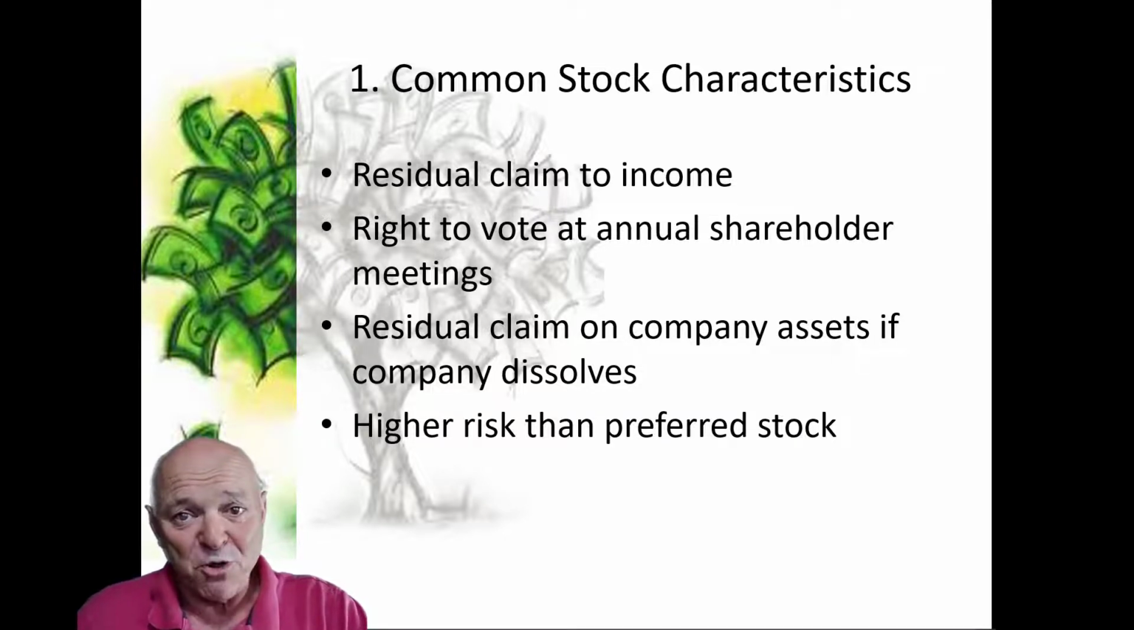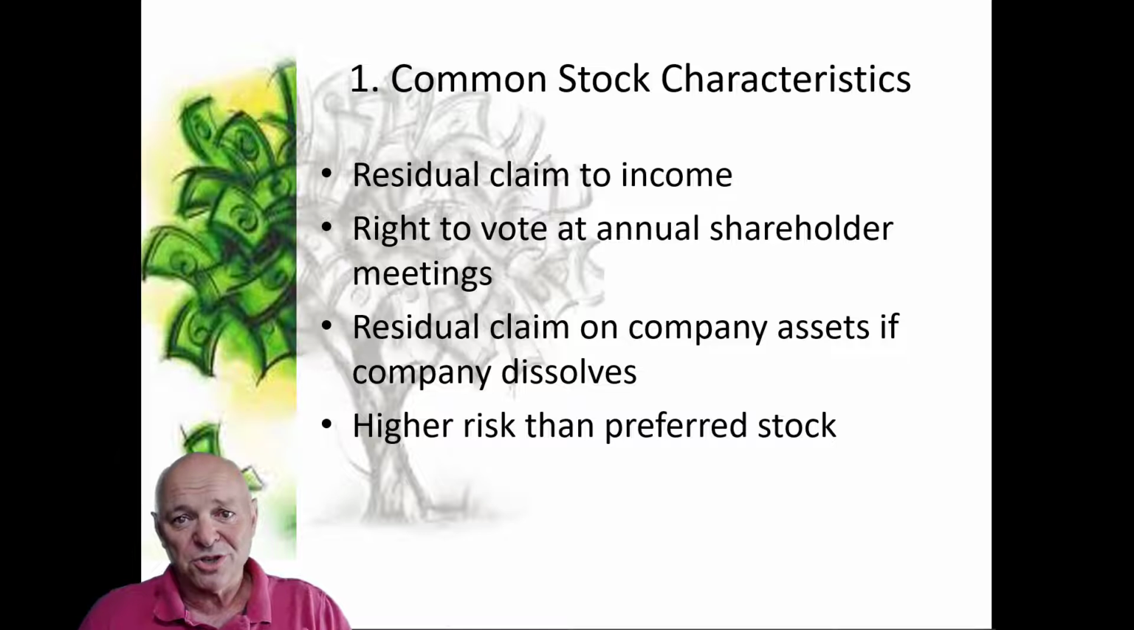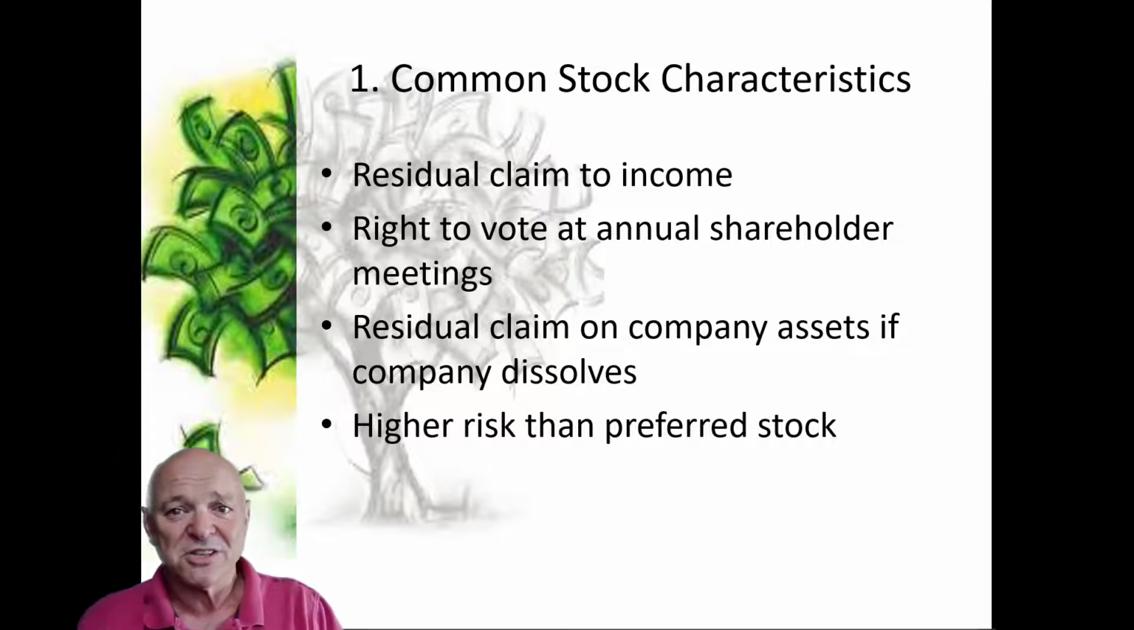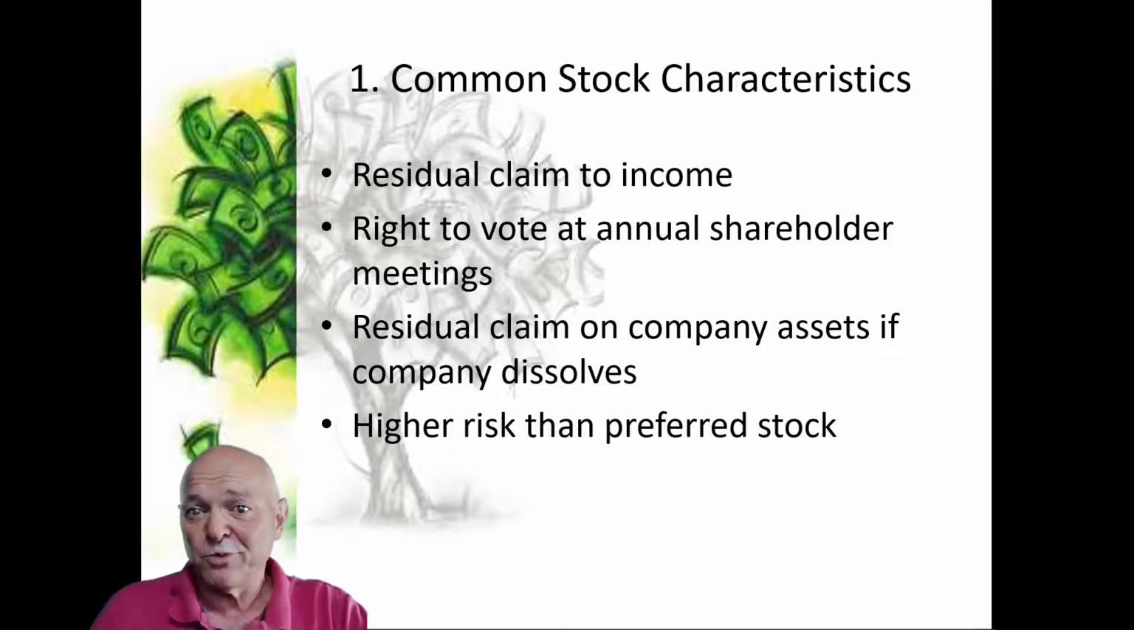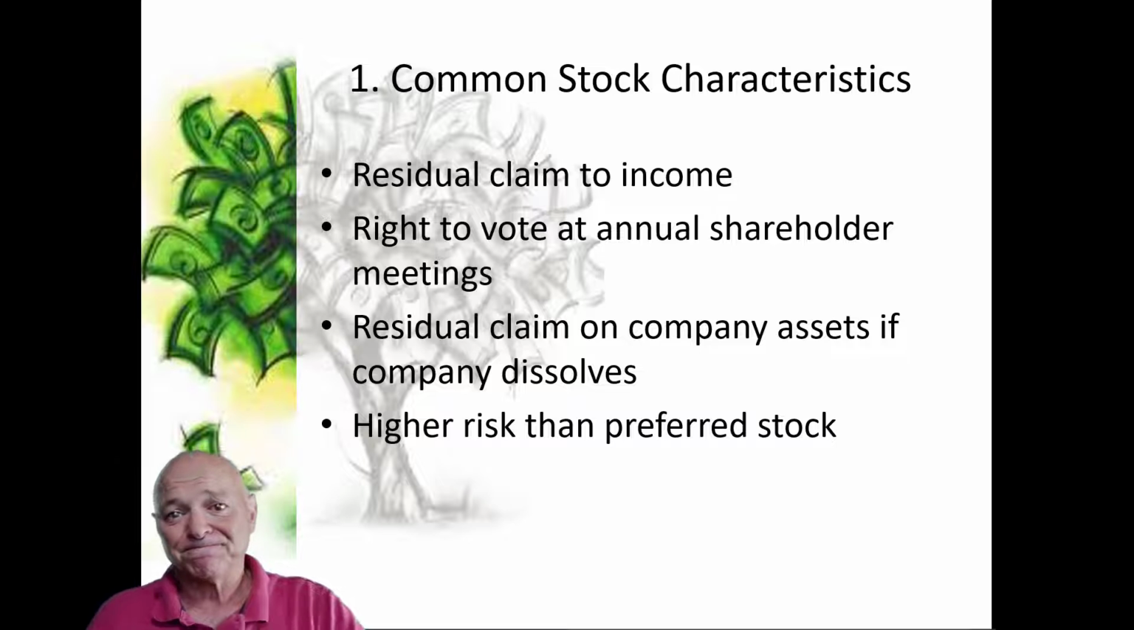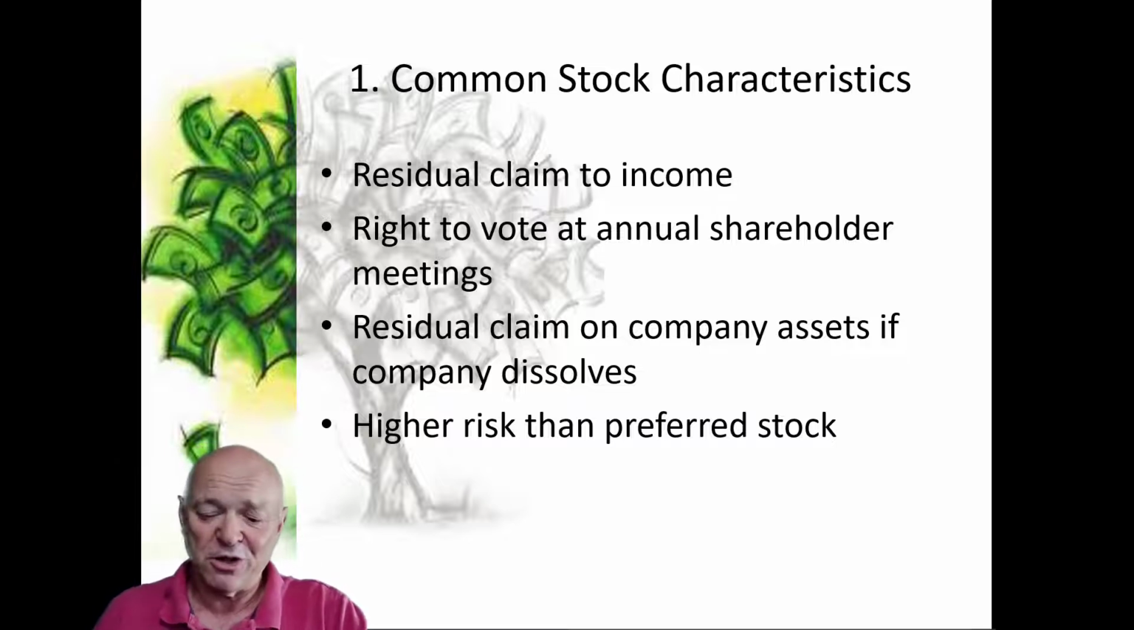If the company goes broke, you've got an equal claim on whatever company assets are left over after everybody else has been paid off. You do face higher risk than with preferred shares because they have a higher claim on those assets, but a lower risk means a lower return.